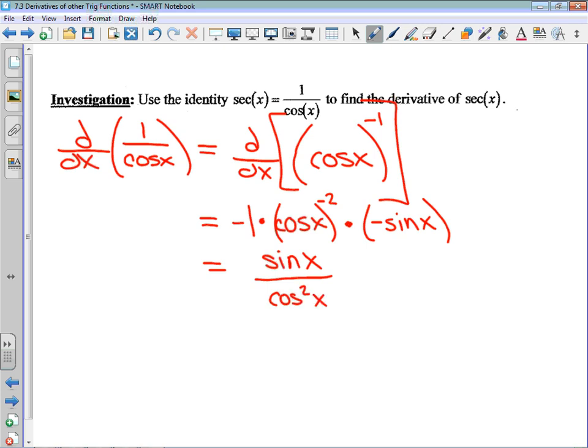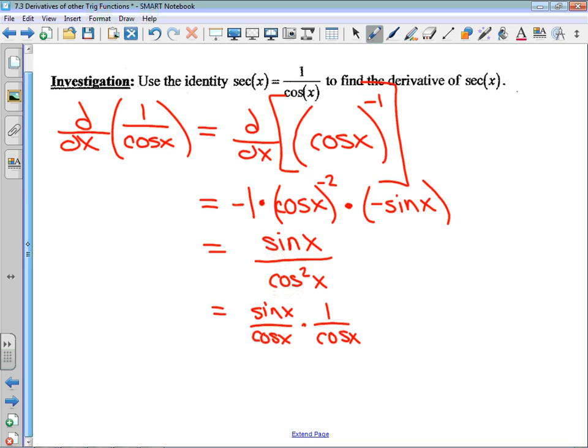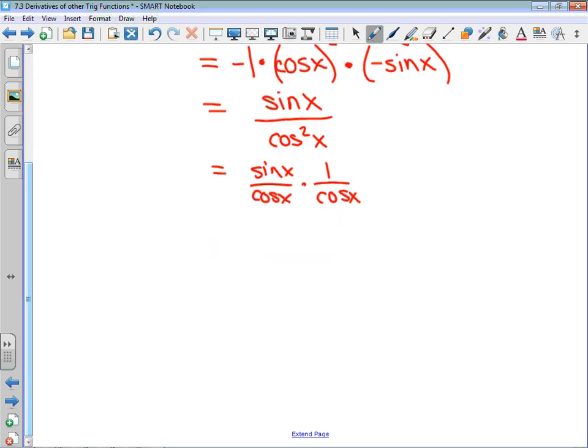I can write this as sine x over cos x multiplied by 1 over cos x. What that allows me to say, and I'm going to summarize this on the bottom, is that the derivative with respect to x of secant x is equal to tan x times secant x. Again, that is if the inner argument is just x, but that happens a lot, so it's something we have to get used to. If it was required, we may have to do the chain rule, and you will likely have to do the chain rule a lot of the time when you're dealing with trig functions.